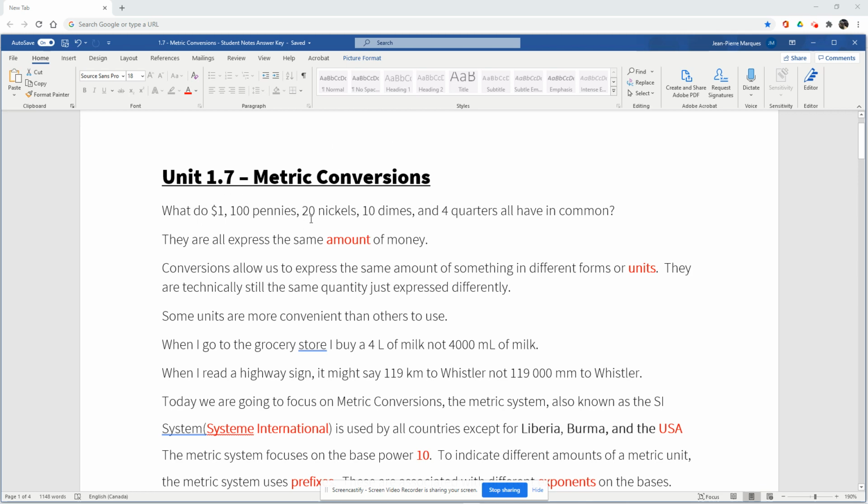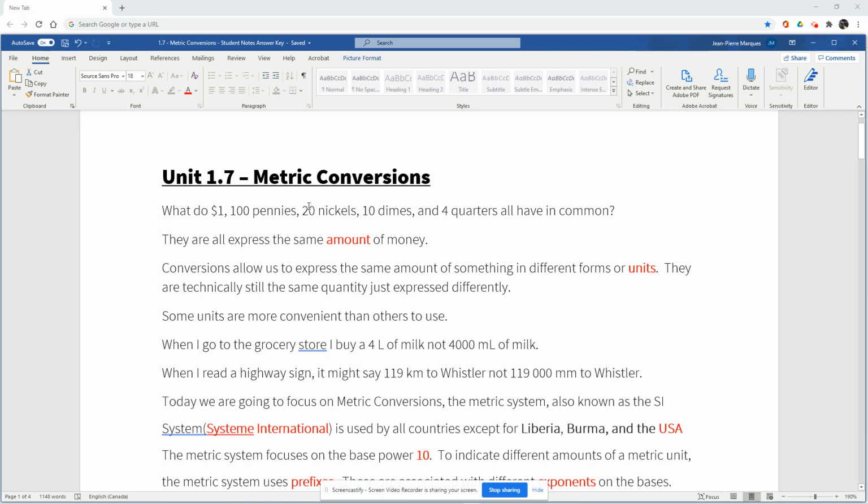How can things with different numbers be the same? Well, because if you notice, each of them has different units associated with them. And of course, different units have different numbers associated with them. A penny is worth 1, a nickel is worth 5, a dime is worth 10, a quarter is worth 25. So we can express the same information but use different units. And conversions allow us to do this. Conversions allow us to express the same amount of something, can be anything, in different forms or units. They're technically still the same quantity, we just express them with a different number because there's a different unit associated with it.